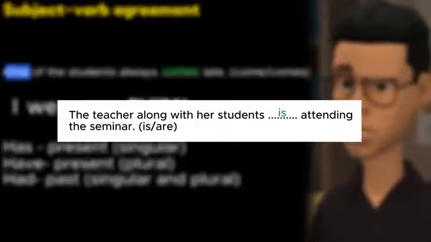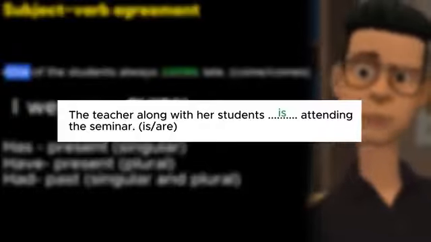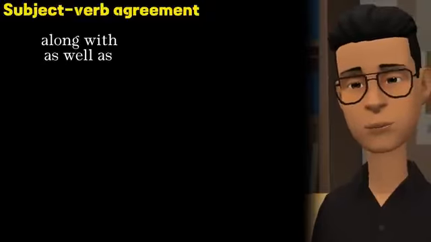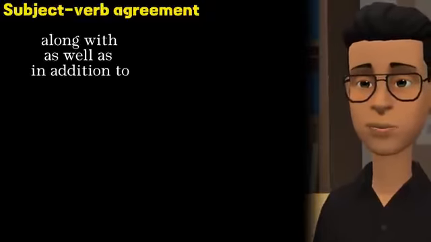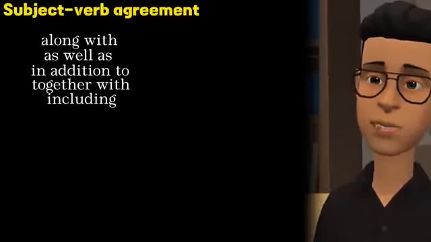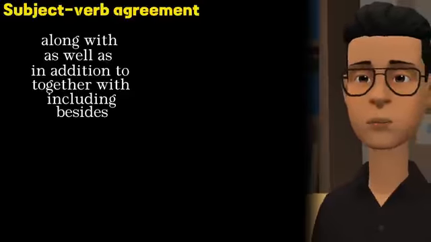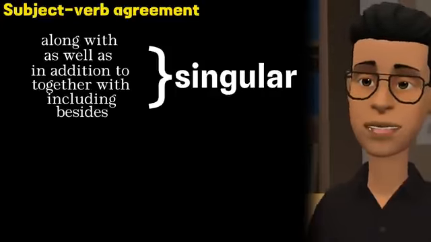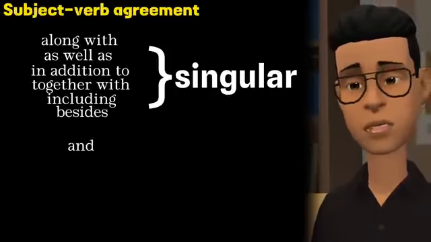It will be "is", because when "along with" is used, the subject is considered singular. If the joining words are along with, as well as, in addition to, together with, including, and besides, the subject is considered singular, and thus the verb will be used for singular. If the word is like "and", then it will be considered plural.